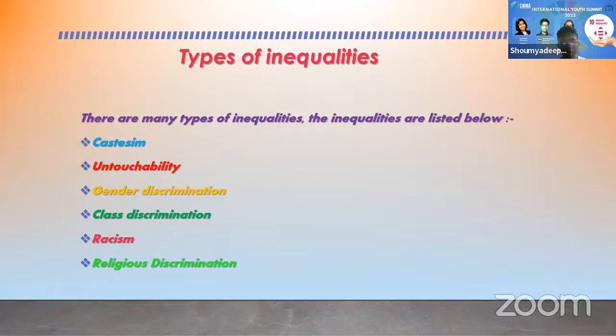The second is untouchability. Untouchability is something which is mostly practiced even nowadays, even in India. Untouchability is based on Dalits and all. Even Dalits were not allowed to give their stored water to the higher caste.